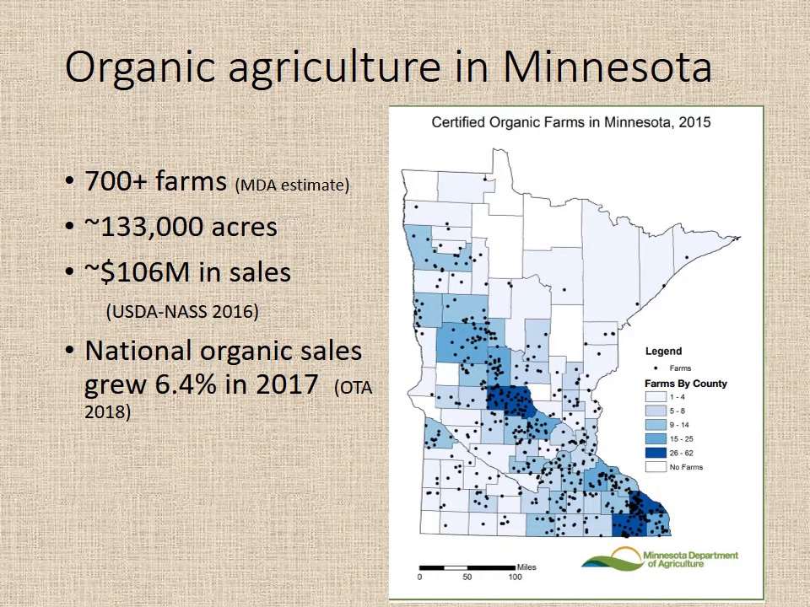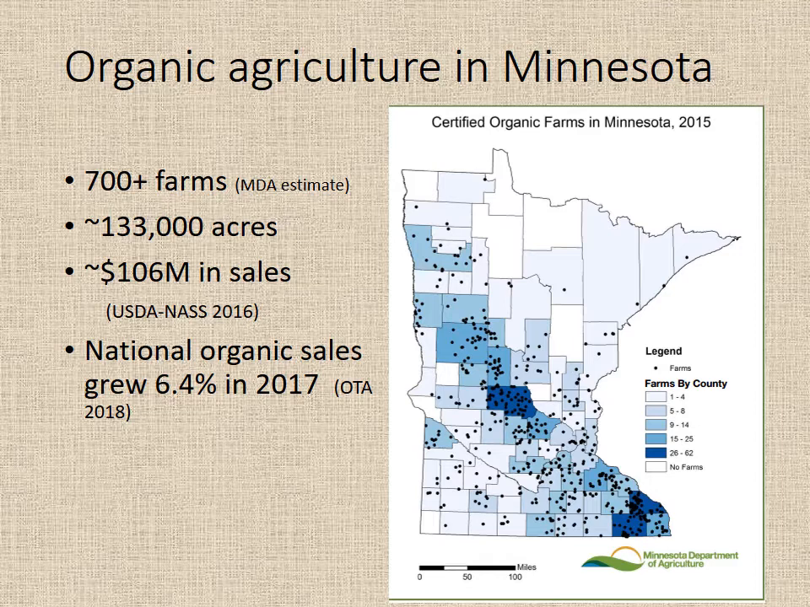Organic agriculture is a rapidly growing sector in Minnesota. In general, the upper Midwest is something of a hotspot for organic farming, and there's a lively and growing organic community here in Minnesota. The Minnesota Department of Agriculture estimates that there are now more than 700 organic farms in the state, covering about 133,000 acres, and as of 2016, with about $106 million in sales.